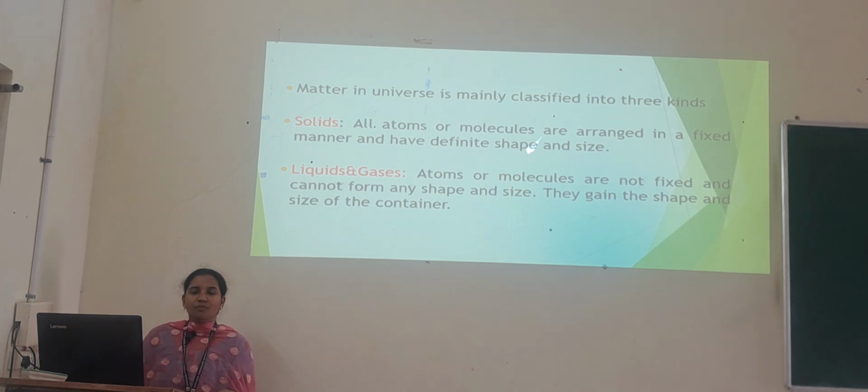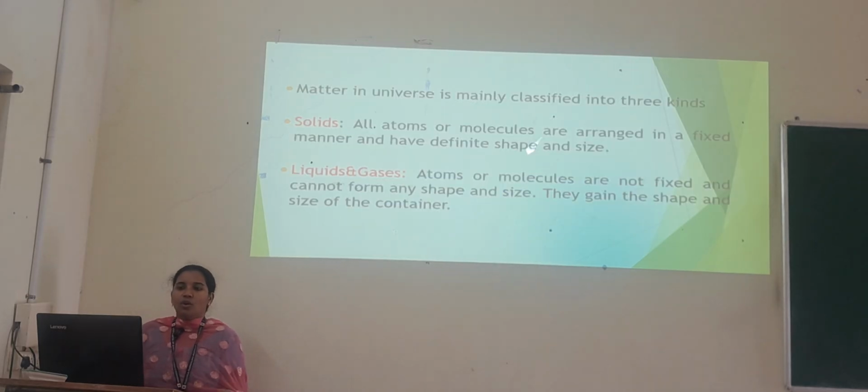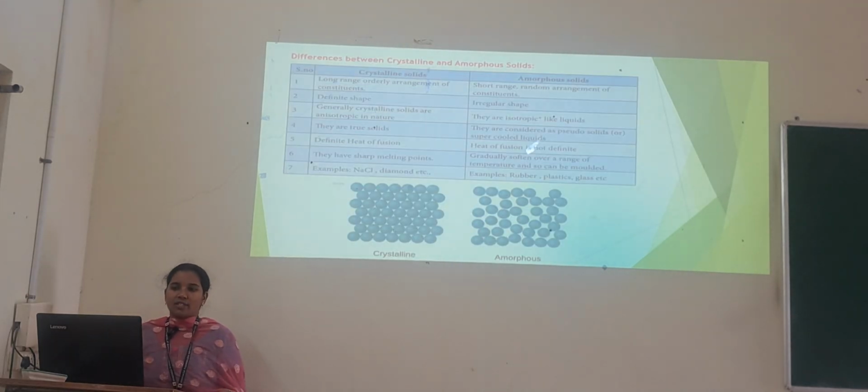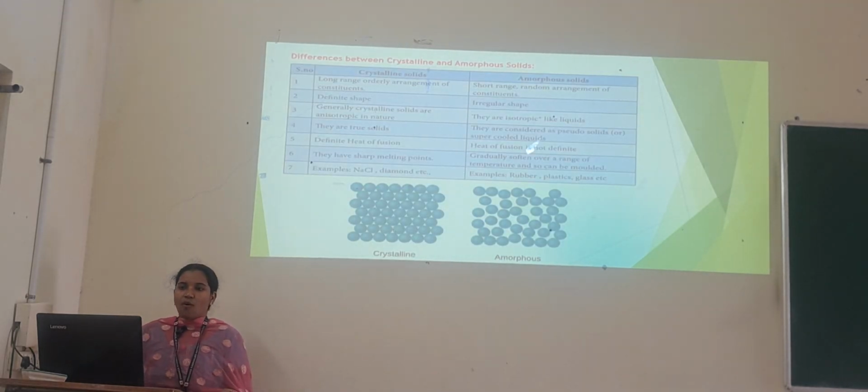Solids means all atoms or molecules are arranged in a fixed manner and have definite shape and size. In liquids and gases, the atoms or molecules are not fixed and cannot form any shape or size. They gain the shape and size of the container. So we should study about solids now. There are two types of solids: one is crystalline solids and the other is amorphous solids.